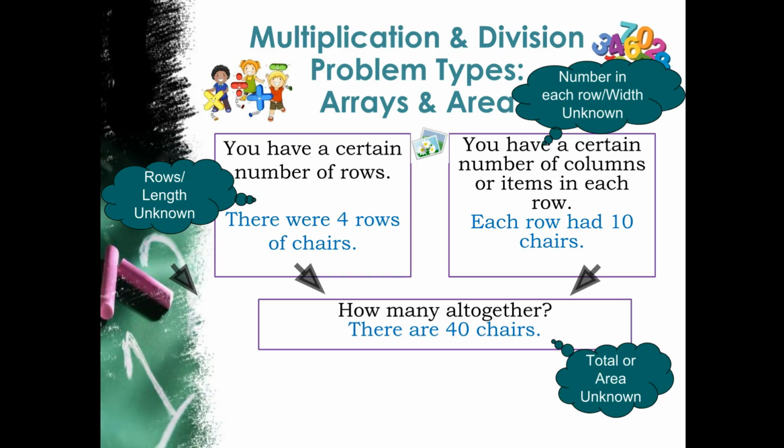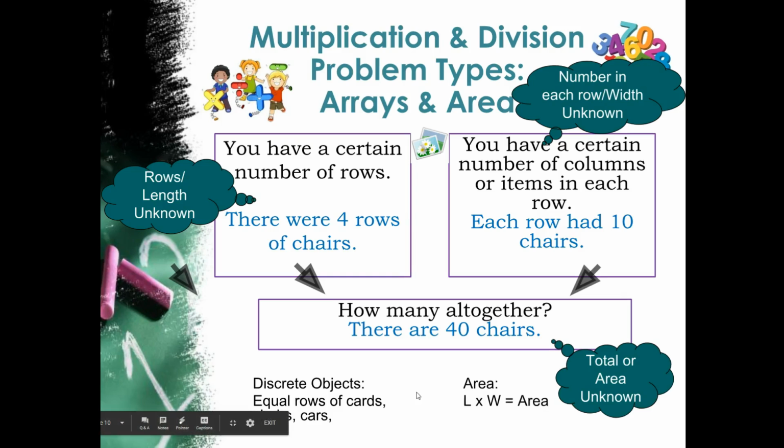Area problems also fit in this problem type. Area unknown. Sonia drew a rectangle. Her rectangle was 4 inches long and 3 inches wide. What was the area of her rectangle? Length unknown. Sonia drew a rectangle. Her rectangle was 3 inches wide. The area of her rectangle is 12 inches. How long is her rectangle? Width unknown. Sonia drew a rectangle. Her rectangle was 4 inches long. The area of her rectangle is 12 inches. How wide is her rectangle? Problems in this type can also be discrete objects or measurement objects with area.